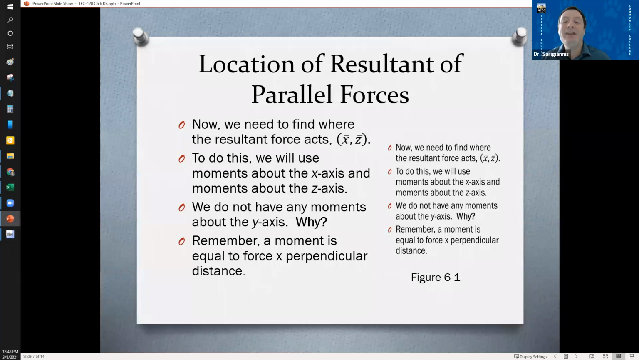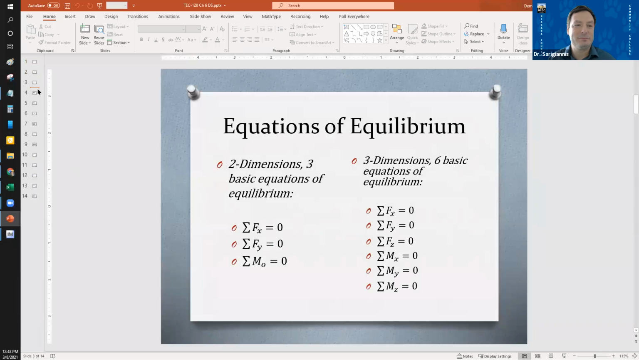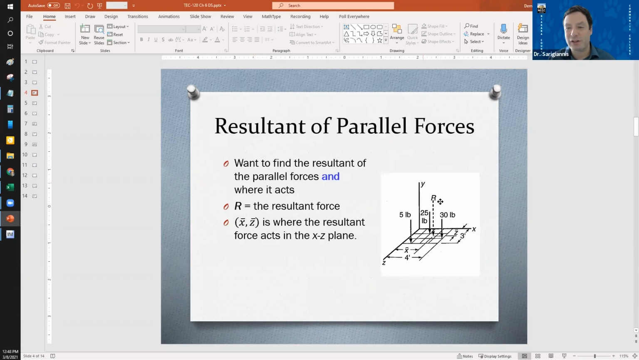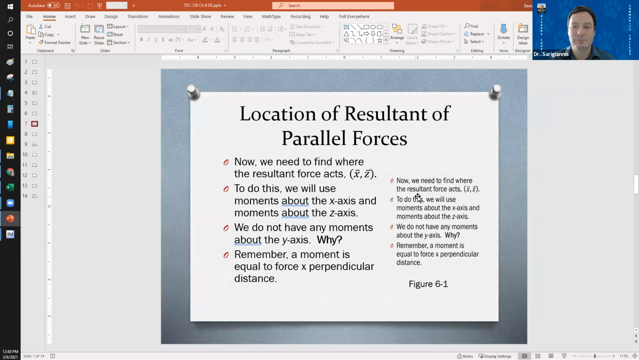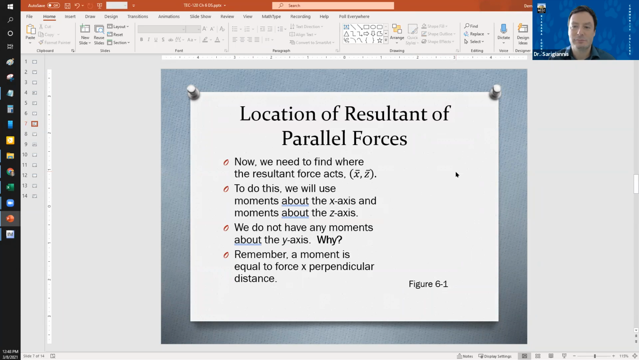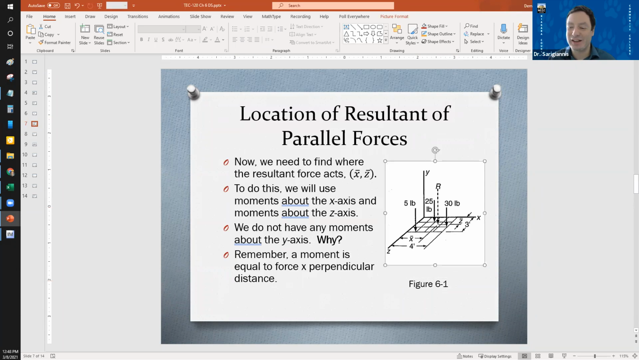Yeah. Why don't we have moments about the y-axis? Can anyone tell me that, or are you guys too afraid to ask? It really would have been useful to have a figure in there. Yeah. Go back. Come on. This is the figure that would have been nice to have. Oh my God. That's figure 6.1.